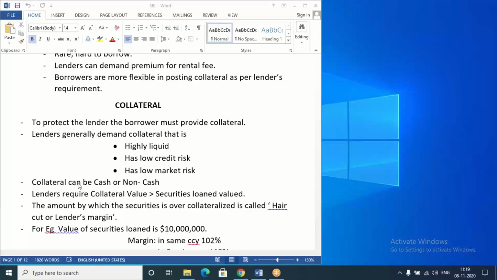Okay, so collateral can be cash or non-cash, and always the lender will require a collateral which is higher than the value of the securities that is loaned. For example, if the lender is loaning securities worth $1 million, then he would require collateral worth maybe $1.2 million. And the amount by which it is over collateralized is called the haircut, or the lender's margin.